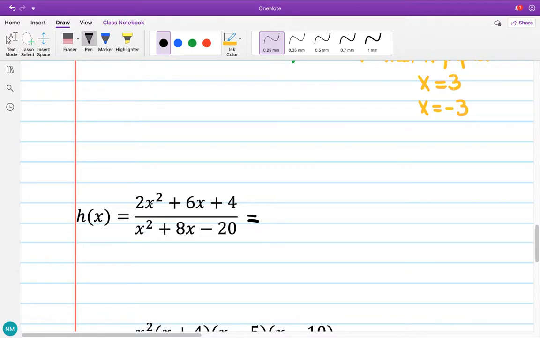So first thing first, what do you do when you're factoring? You want to take out the GCF. So 2x squared plus 3x plus 2, which then becomes what?